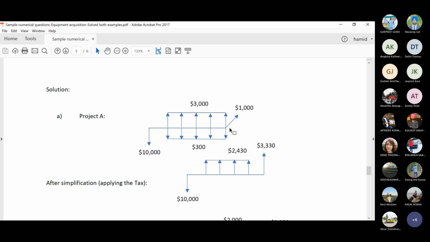But in year number 5, we have 2 sources of income. One of them is the salvage value of the machine, and the other one is the cost of selling the machine, the income of production. So as a result, it will be 2,430 plus the income coming from selling the machine. But be careful. Here we also have another thing.